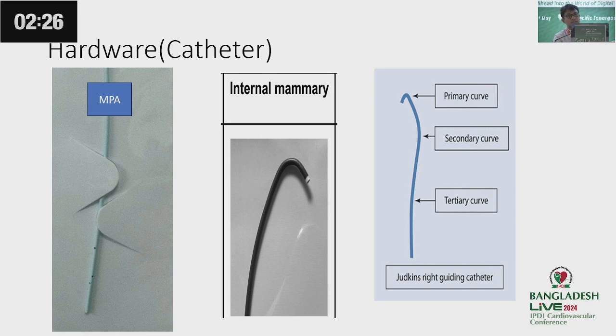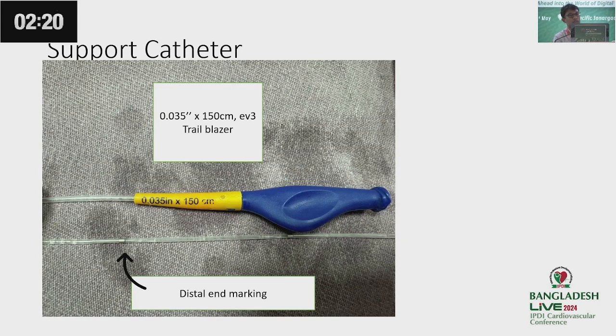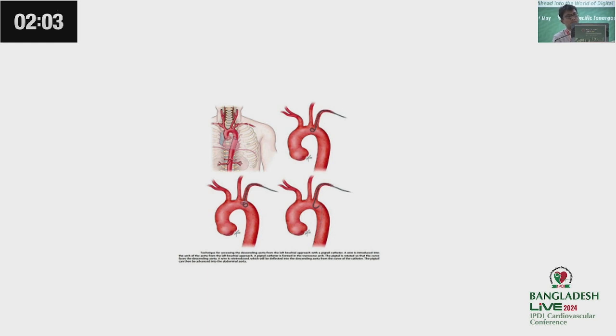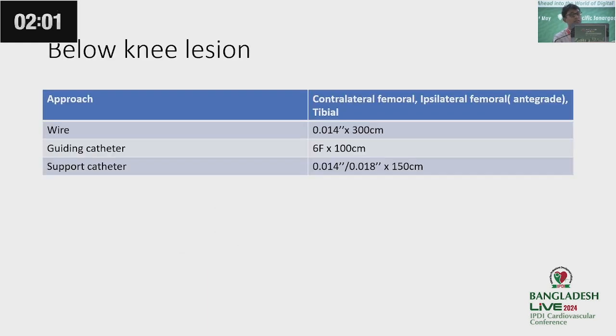Multipurpose catheters with internal memory, Judkins right guide catheter. It has 3 curves: primary, secondary, and tertiary curves. These are other catheters. These are the Trailblazer, 035 into 150 centimeters. These are the catheters introduced in various arteries with their shapes for arch vessels and iliac vessels.